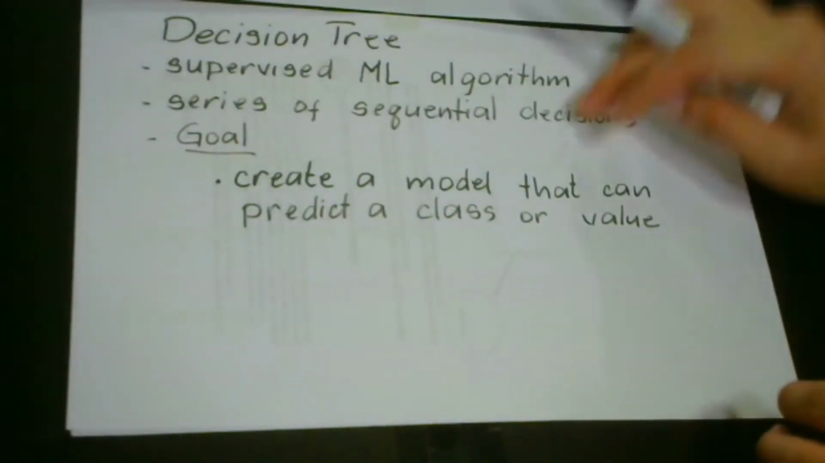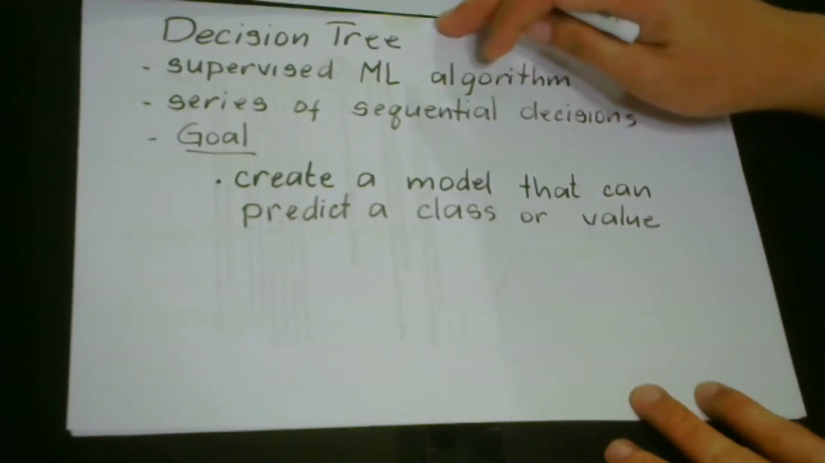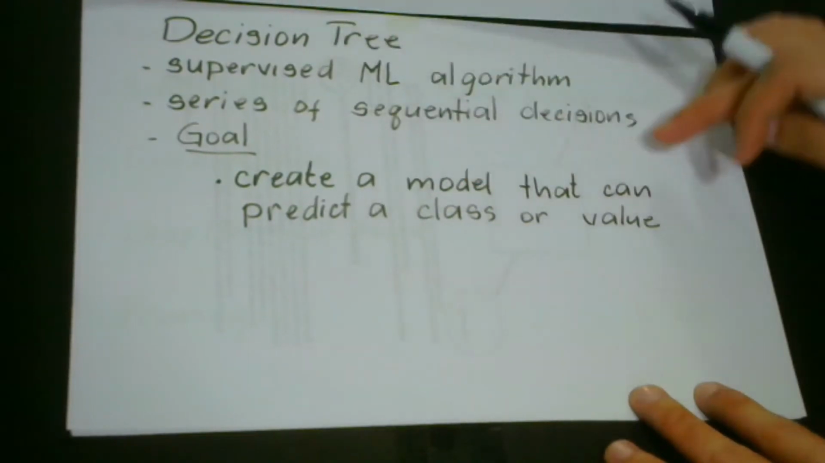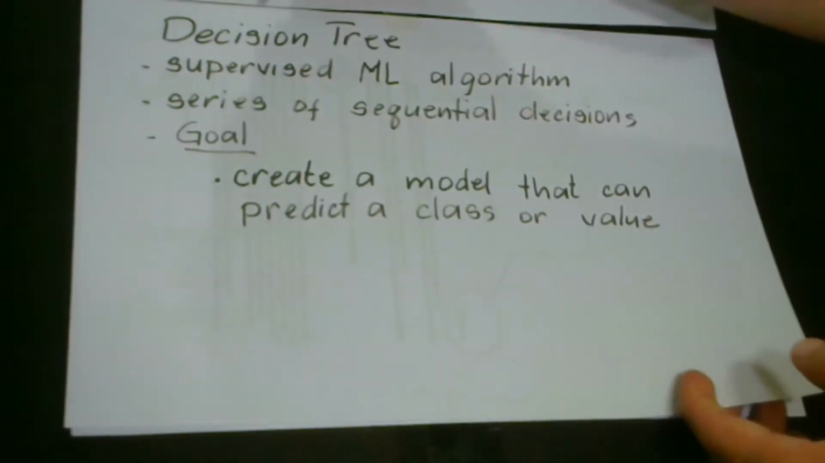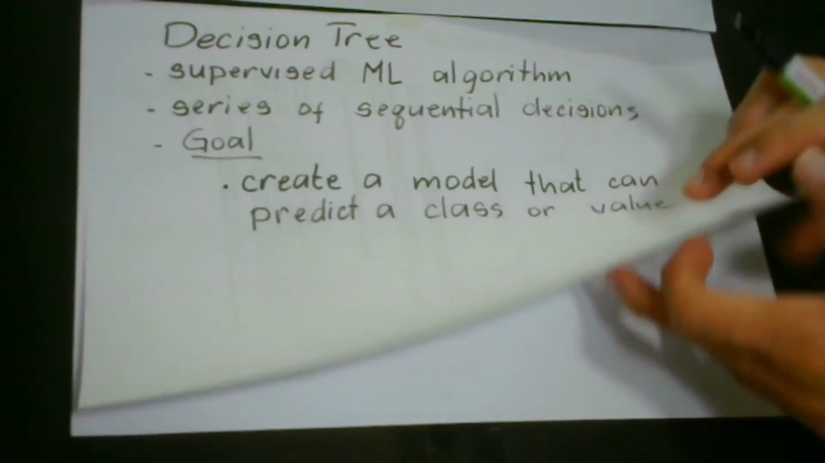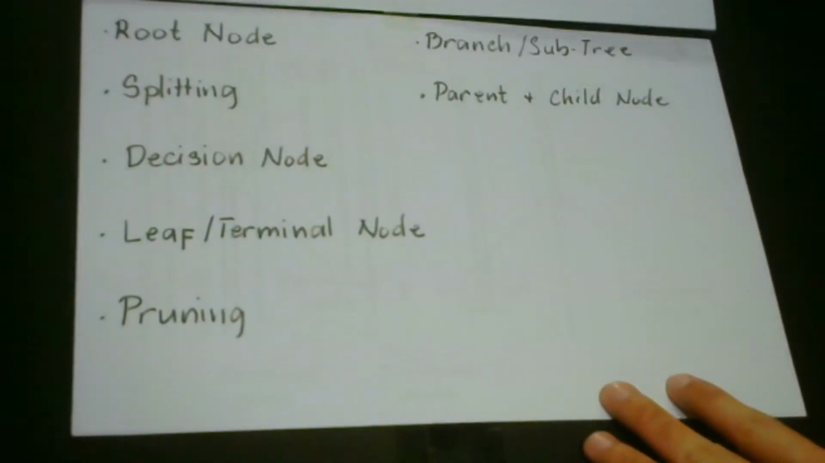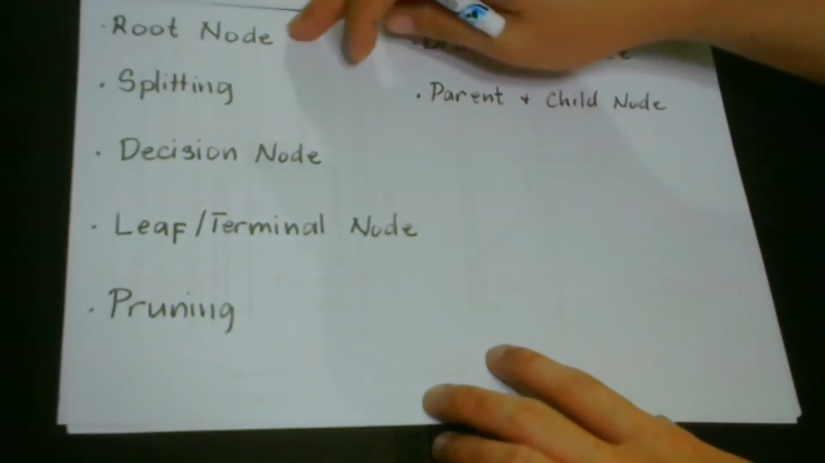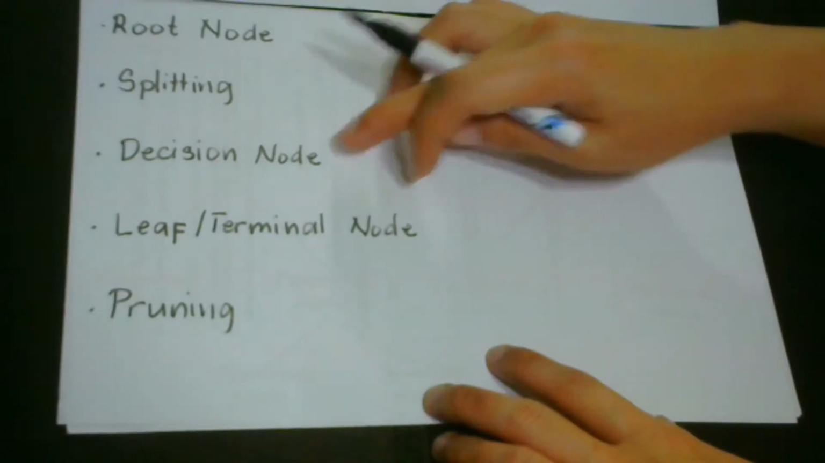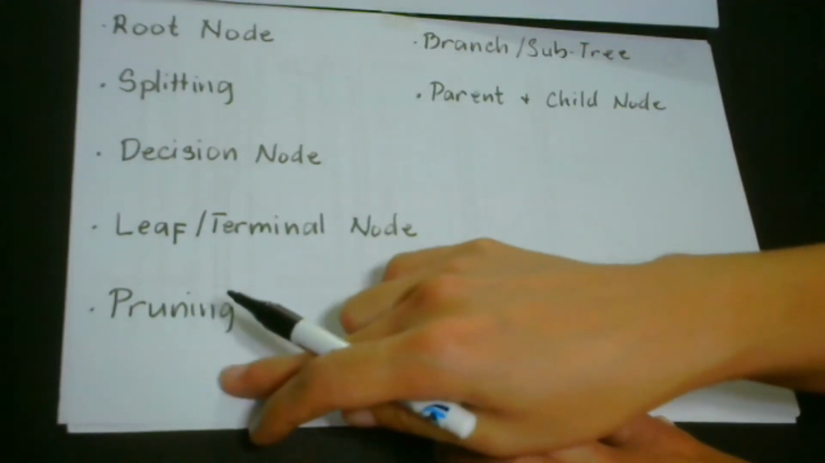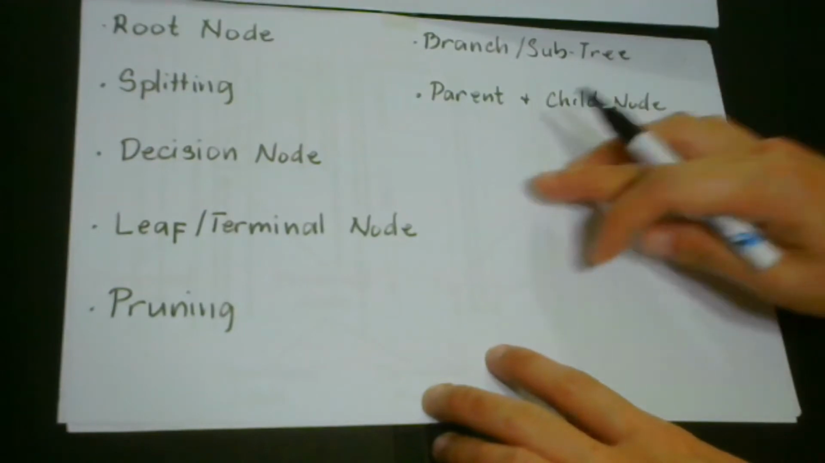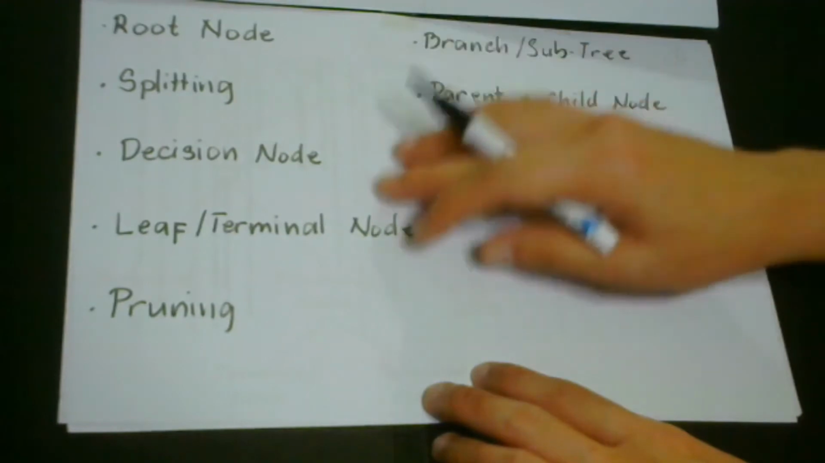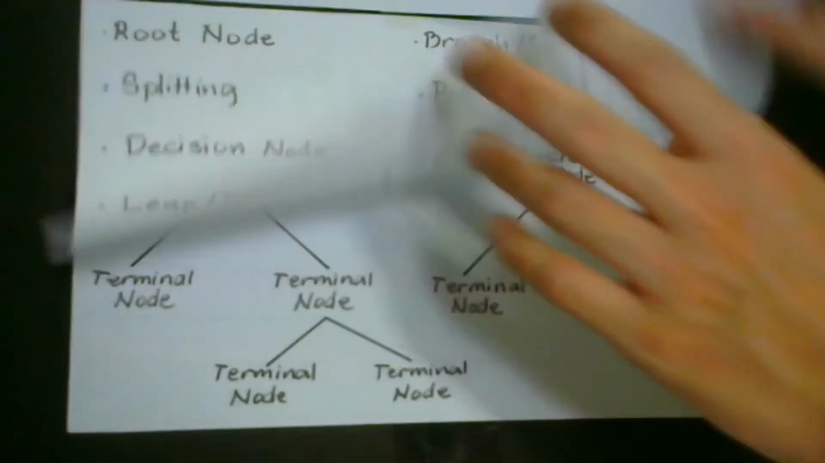So let's go back to this one. What is the goal of a decision tree? Basically, it is aiming to create a model that can predict a class or a value. In understanding a decision tree, it is always very important to understand the different terms that are used in our decision making. So we have the root node, splitting, decision node, the leaf or terminal node, then we have pruning, the branch or subtree, and the parent and child node. For us to be able to understand each of these terms, we're going to use this one.